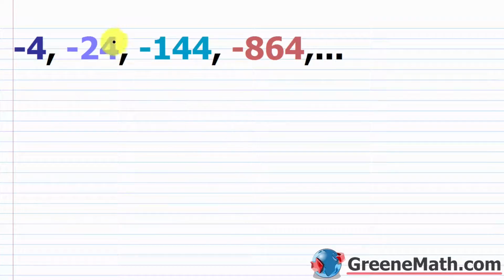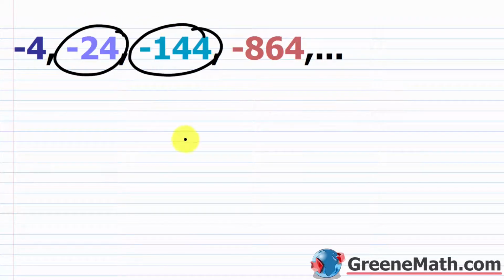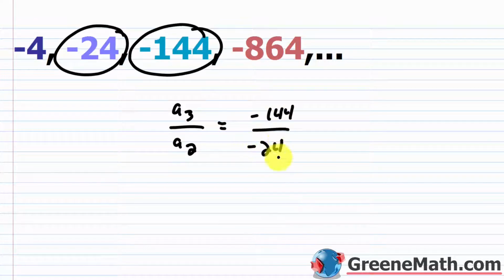The same thing would go if I picked two other terms that were next to each other. Again, I could just take this one and this one, in this case a sub 3 over a sub 2. Well, now I'd get negative 144 over negative 24. Let me put r equals this, and this would be 6 as well.